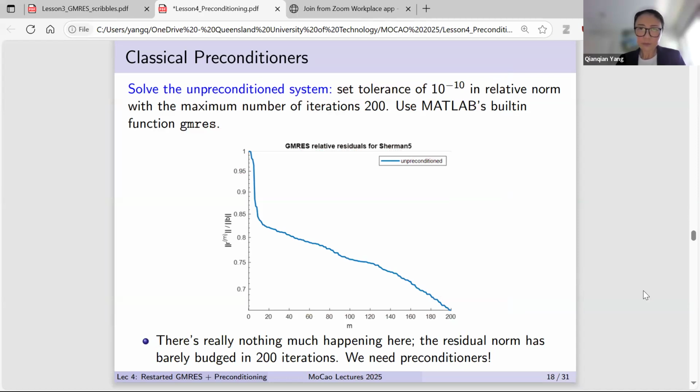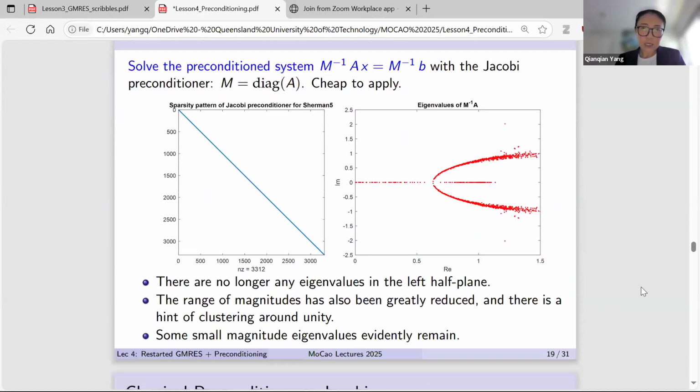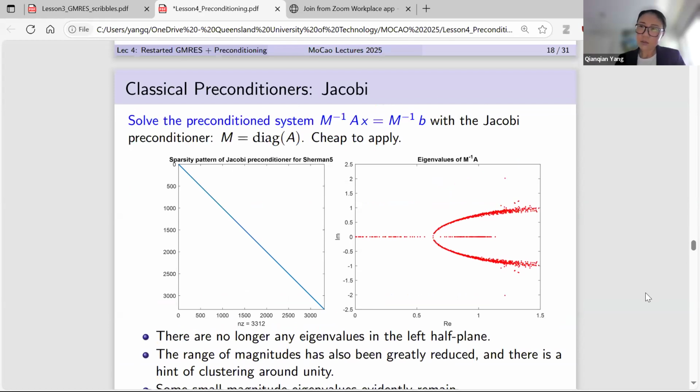The first one we're going to look at is quite simple. It's called the Jacobi preconditioner, which is simply taking the diagonal of the original matrix A. So it's just the diagonal values of A. It's super cheap to apply when you compute M inverse times a vector.